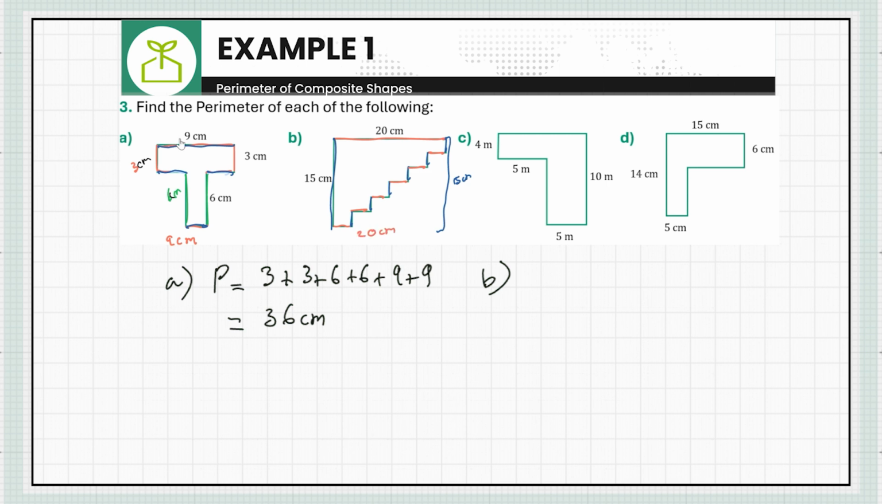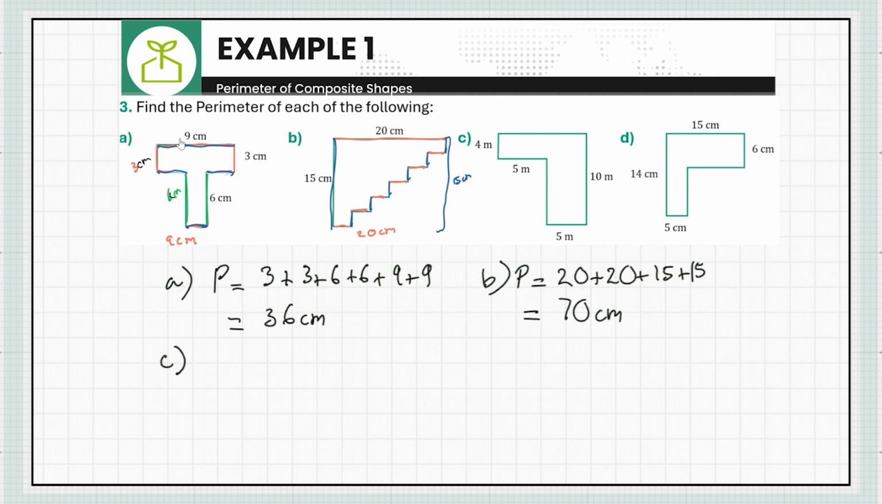So we don't really care about the individual lengths, we only care about the total perimeter. So our perimeter is going to be equal to 20 plus 20 plus 15 plus 15. 20 plus 20 is 40, and 15 plus 15 is 30, so 40 plus 30 is 70 centimeters.